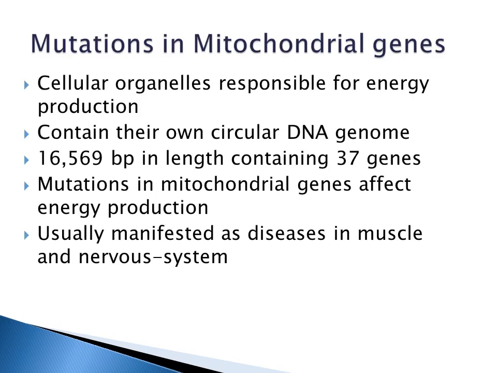Mutations in mitochondrial genes: mitochondria are cellular organelles responsible for energy production. They contain their own circular DNA genome. They're approximately 16,500 base pairs in length and contain 37 genes. Mutations in mitochondrial genes affect energy production, and they're usually manifested as diseases in muscle and nervous system.